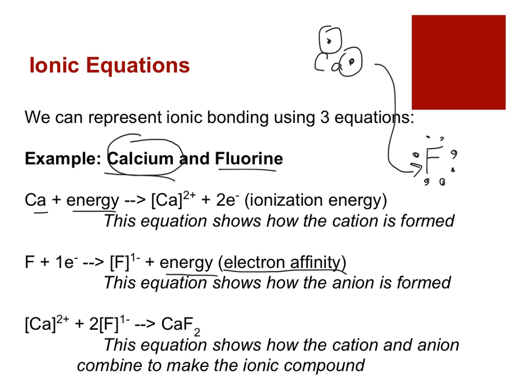Finally, we're going to show how these two ions combine together to form our ionic compound. So we're going to take 1 calcium with a 2+ charge, and it's going to be combined with 2 fluorine ions in order to form CaF2, or calcium fluoride. So this final equation here shows how these 2 ions come together to form our ionic compound.